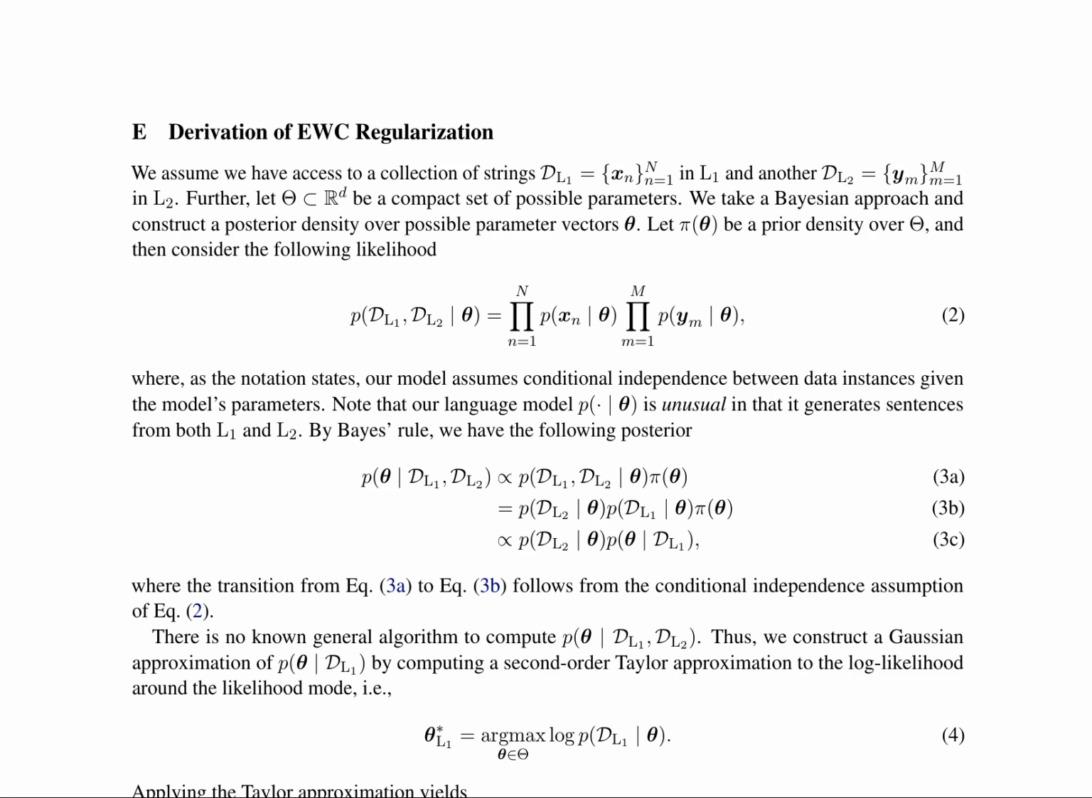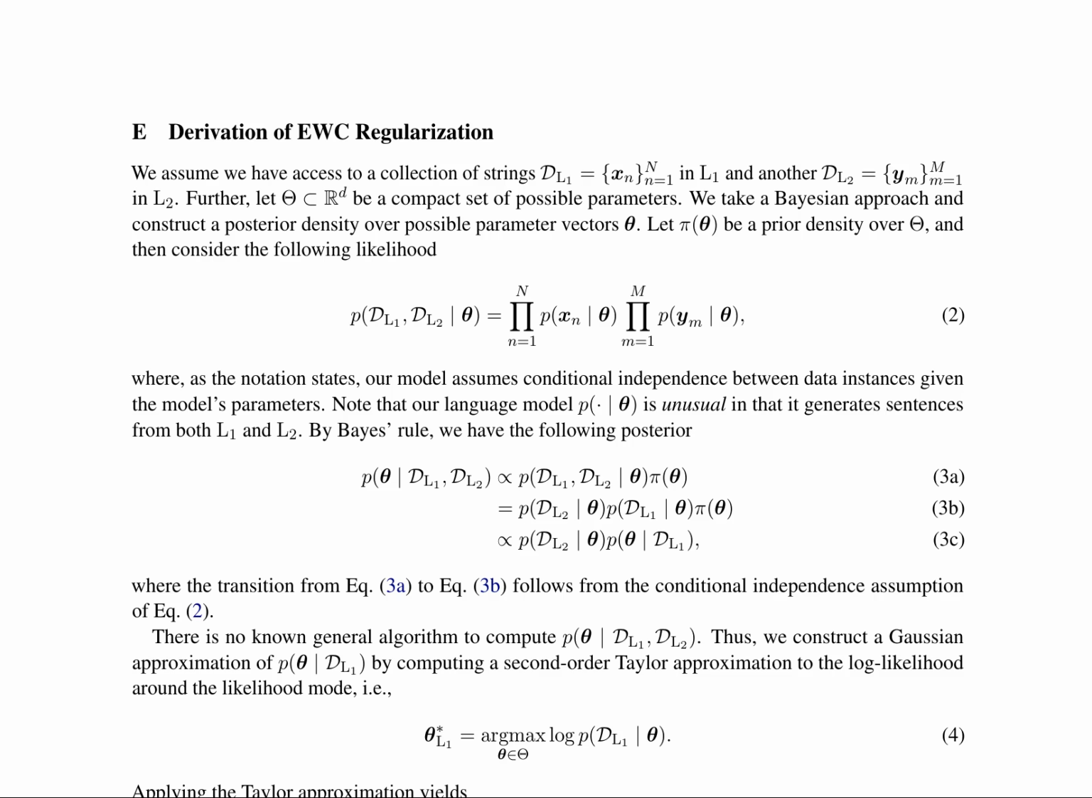The authors derived the elastic weight consolidation, EWC, regularization term by assuming access to 2 collections of strings, DL1 and DL2, and a compact set of possible parameters, theta. They adopt a Bayesian approach, constructing a posterior density over possible parameter vectors theta, using a prior density pi(theta), and a likelihood function p(DL1, DL2 | theta).